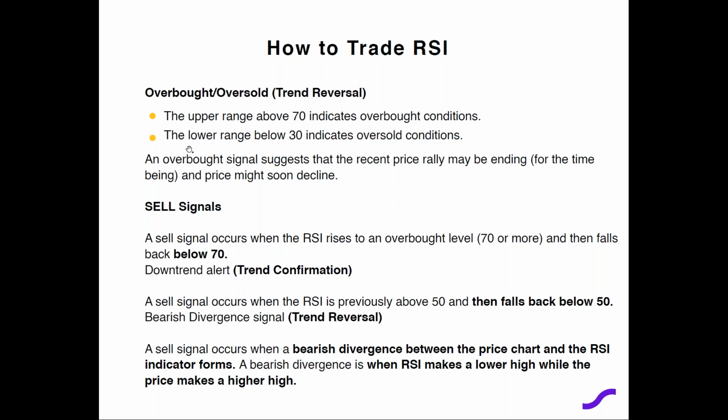Retrace means going in the other direction for a short period. Reversal means a change in direction over a longer period of time. The lower range below 30 indicates oversold conditions. Again, no one wants to hold that specific instrument. Everyone prefers to be selling it, and because everyone is selling, the RSI drops as well, because you have more candlesticks that are closing at a lower point than they're opening.